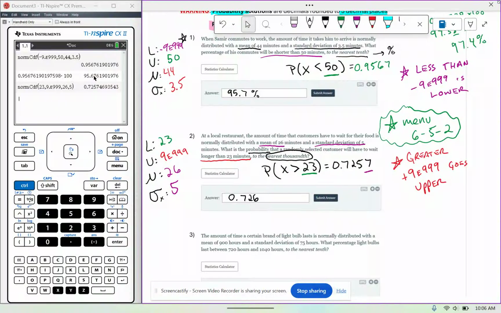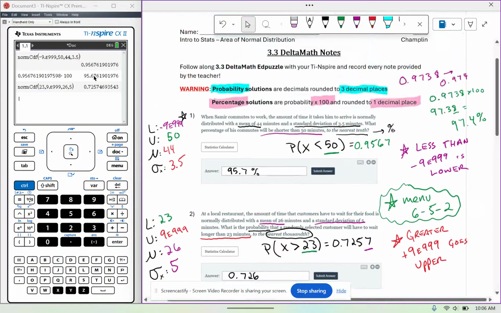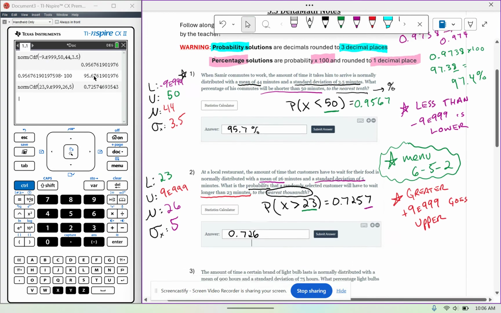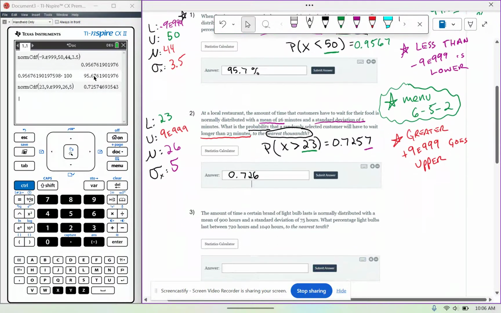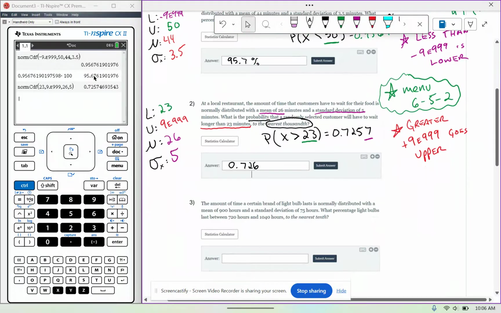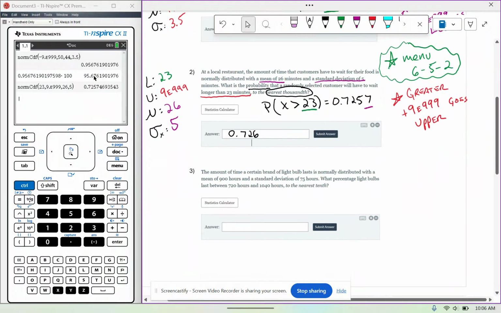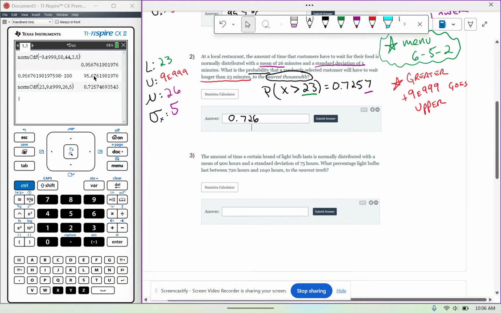All right, we are on the final video of 3.3 Delta Math Notes. We previously looked at how you answer your solutions, how you record with your calculator if it's a lower bound or an upper bound, or less than or greater than examples. Now we are going to be looking at an in-between example.